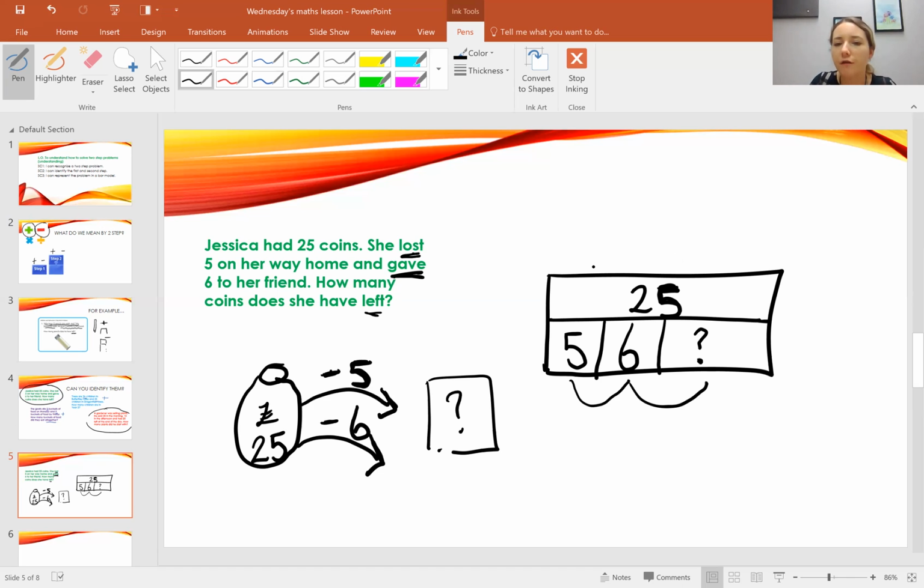Don't worry too much if you don't quite understand that in the bar model. The bar model gets more complicated when we have 2 steps to do. But if you do understand it, it's great to have a go and practice using it today.